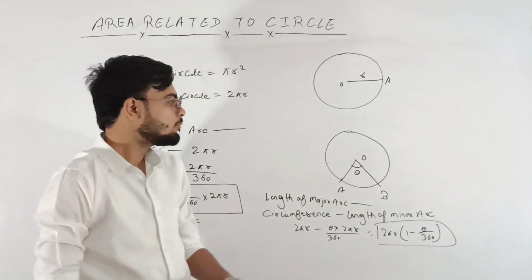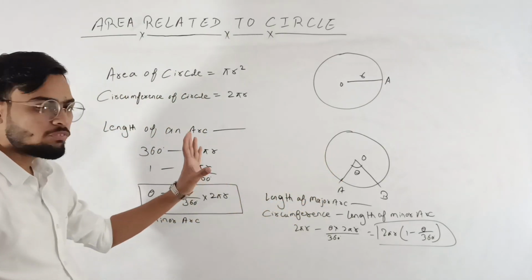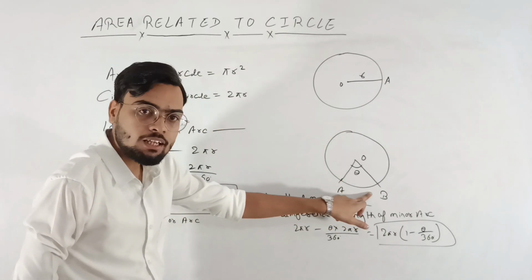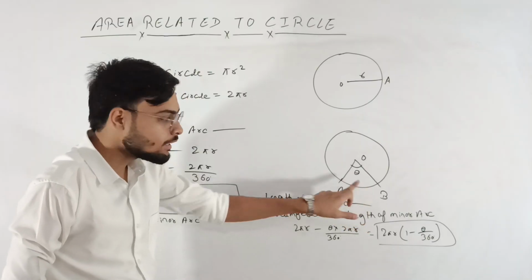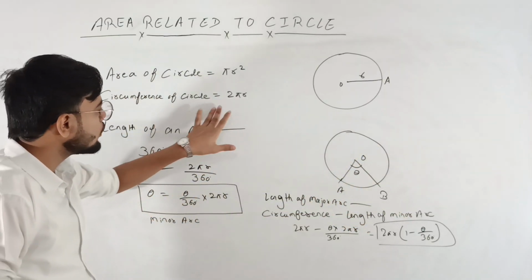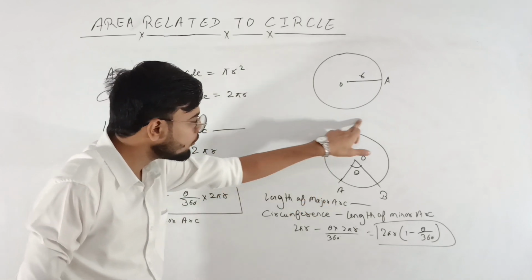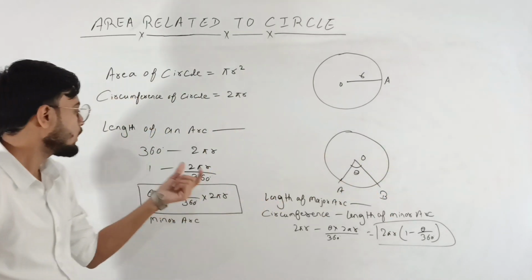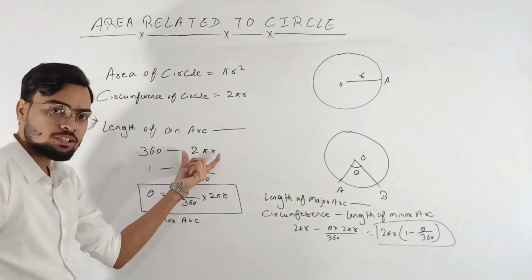Okay, let's see one more time. We have to find the length of an arc. So look, this is my circle with center O. This AB is an arc, the smaller one is the minor arc, and the bigger one is the major arc. Now we know that the circumference of a circle is 2 pi r. The length of the whole boundary of a circle is 2 pi r, and this 2 pi r is for 360 degree. So I write it here, for 360 degree length is 2 pi r.